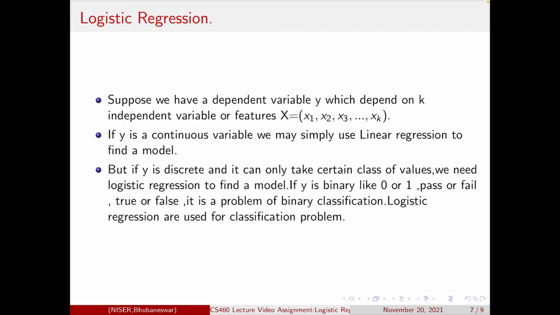Suppose we have a dependent variable y which depends on k independent variables or features x given by x1, x2 up to xk. As I told, if y was a continuous variable, we may simply use linear regression to find a model. But if y is discrete and can only take certain classes of values, we need logistic regression to find a model. If y is binary, like 0 or 1, pass or fail, true or false, it is a problem of binary classification. So we see that logistic regression is used for classification problems.